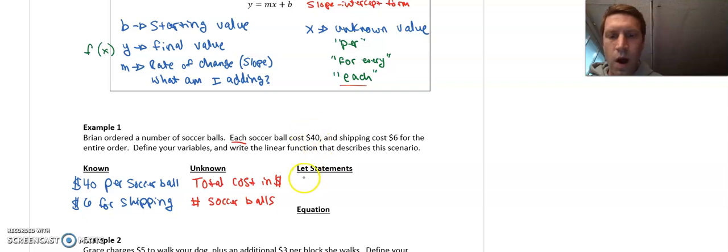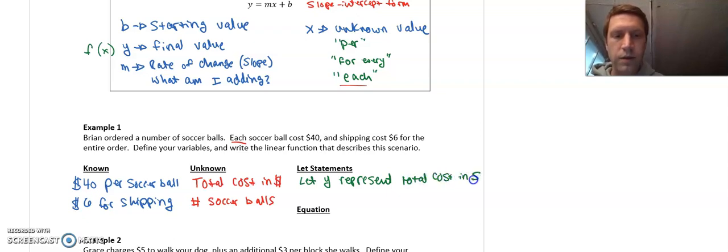I want to let y represent, and we said y was going to be our final value, right? Well, the total cost is like our final value. So the total cost in dollars. All right, and we said that x is going to be that other unknown value where I have like each or for every or per. So that would be the number of soccer balls.